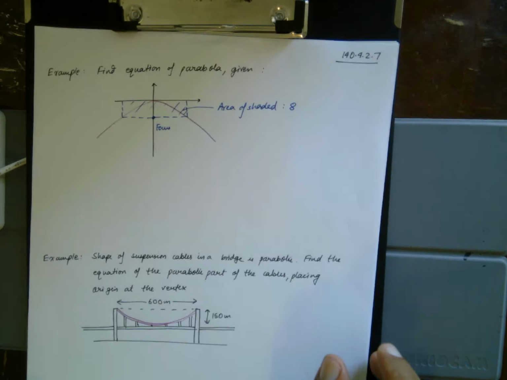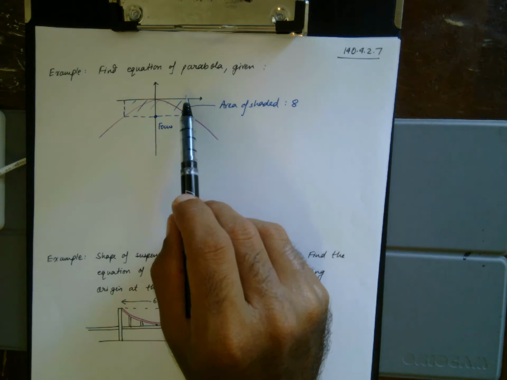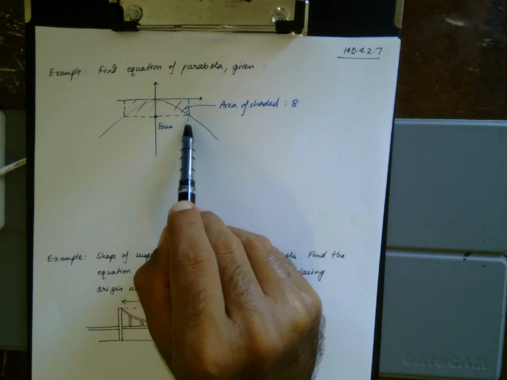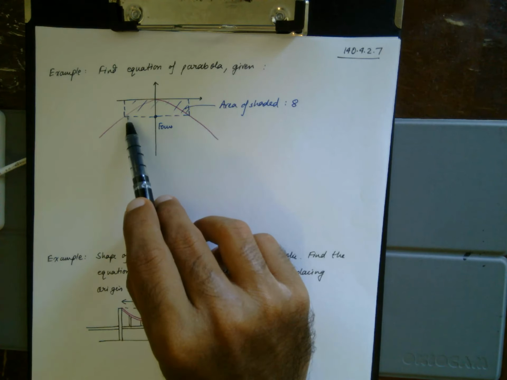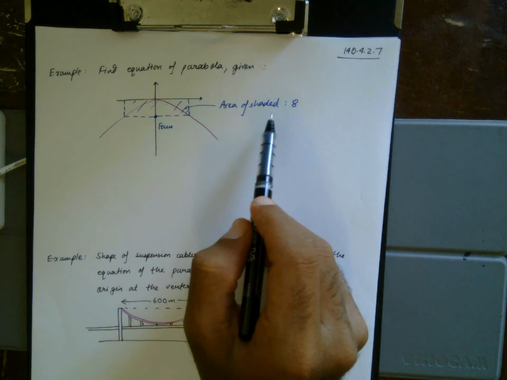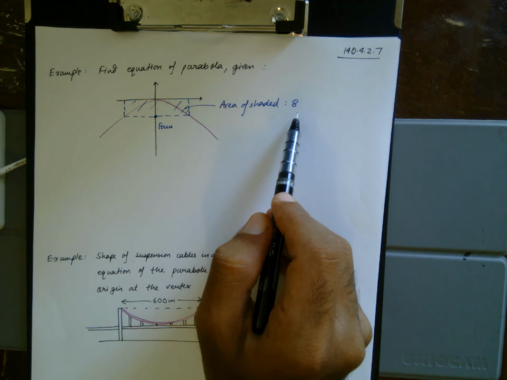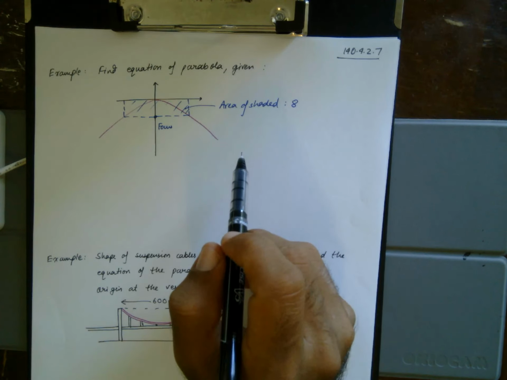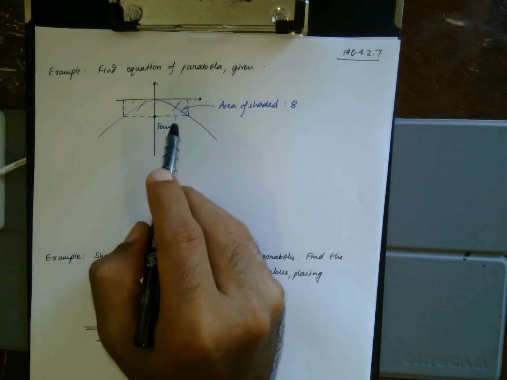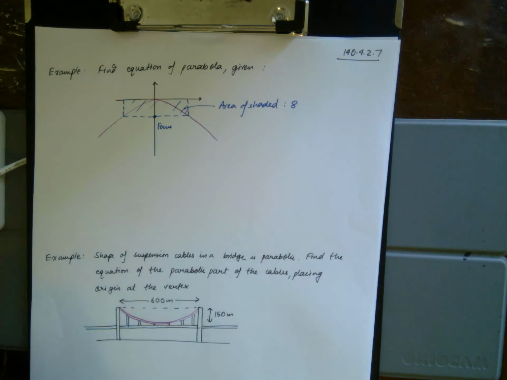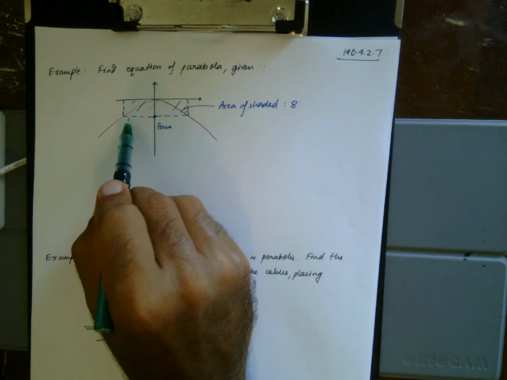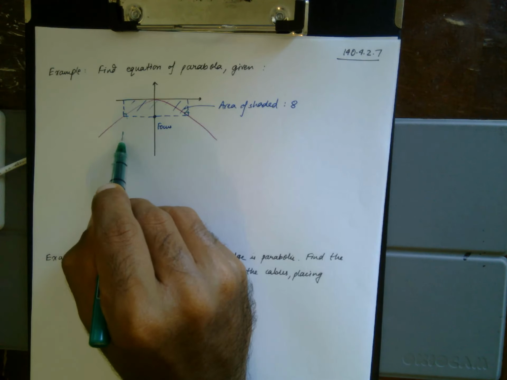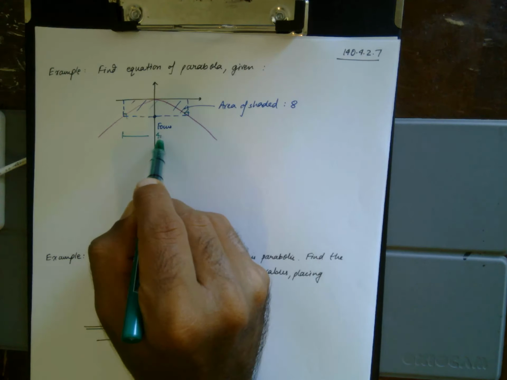Here's another example. Find the equation of the parabola. You're given that if I make a rectangle going through the focus and stopping at exactly the parabola and then going back down, then the area of the shaded region is 8. Okay, so here again we're not given a direct definition. But we do know that this is a rectangle, this is perpendicular, and the length of this side is going to be 4p.